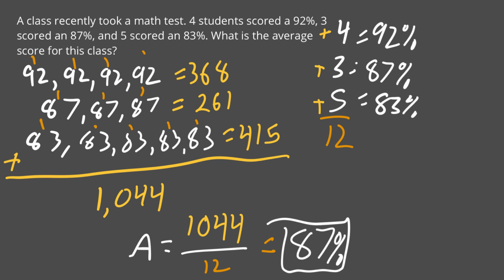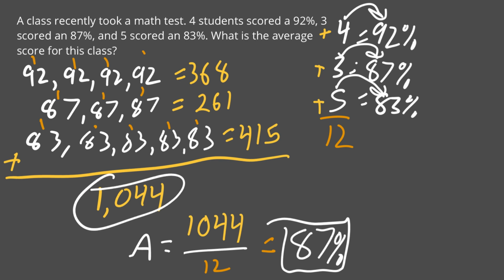Now that was a lot of writing. What we could have done, instead of writing it all out, is we could have used multiplication. We could have multiplied 4 times 92 plus 3 times 87 and 5 times 83. Adding those together would have given you 1044, and I showed you how to get 12 students out of the list. Ultimately, both of the methods work, just one of them takes a little bit more effort.